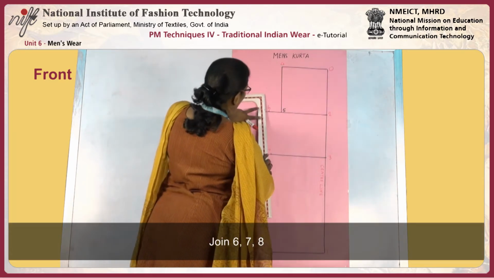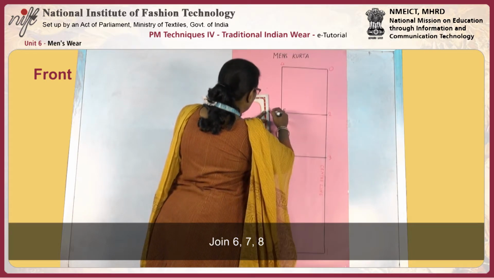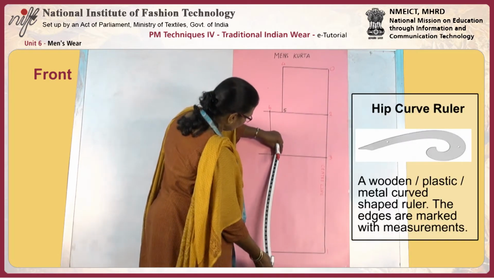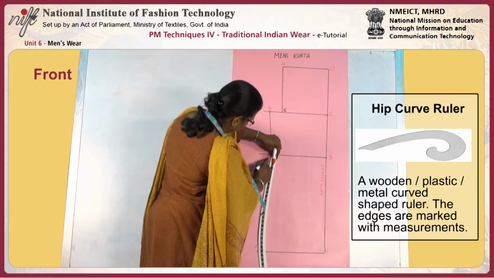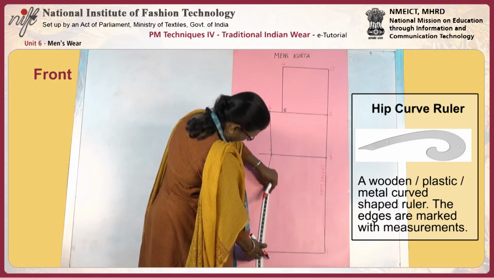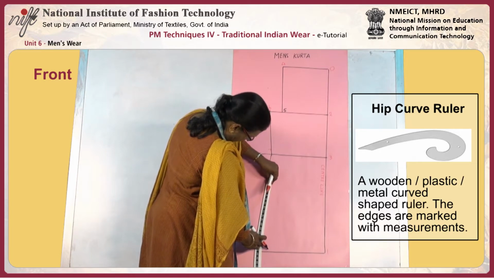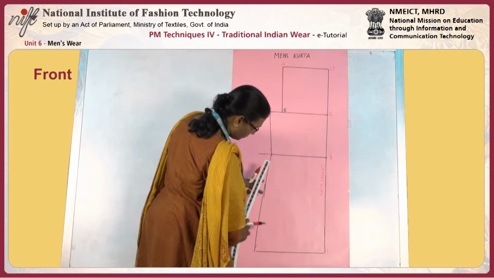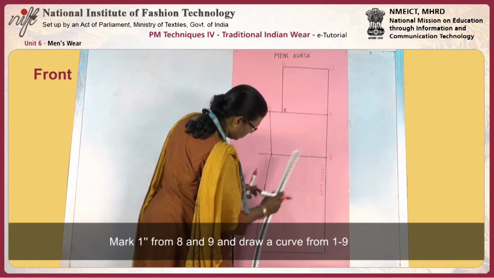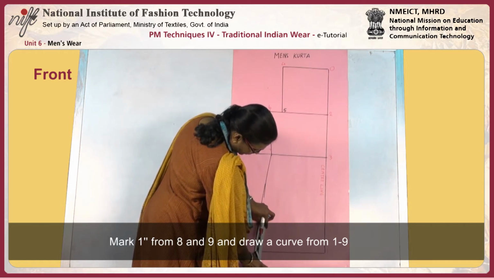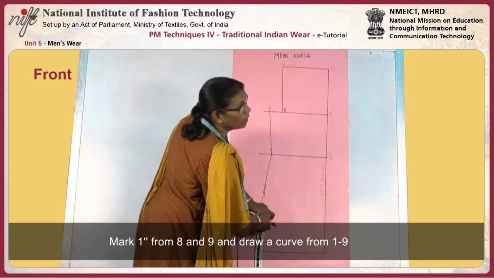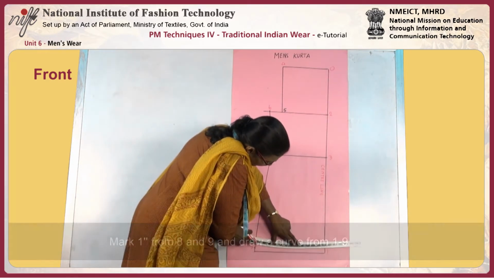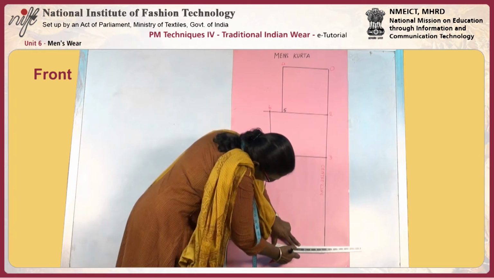Now join 6, 7, then join 7 and 8. Mark 1 inch from 8, which is 9, and draw a curve from 1 to 9.